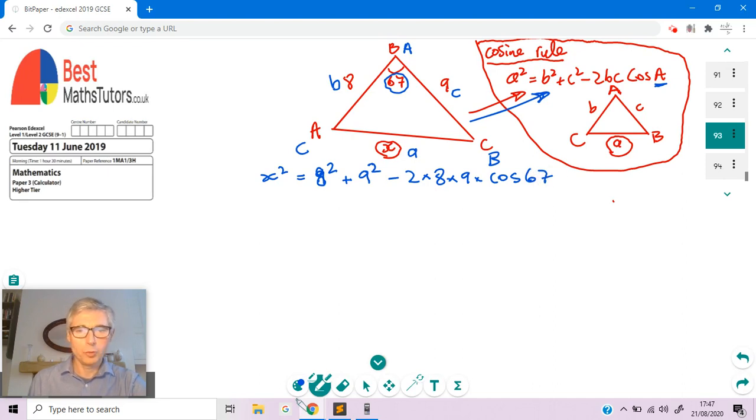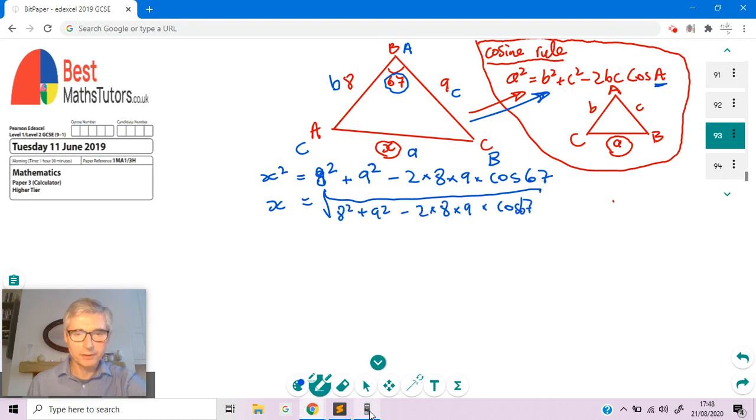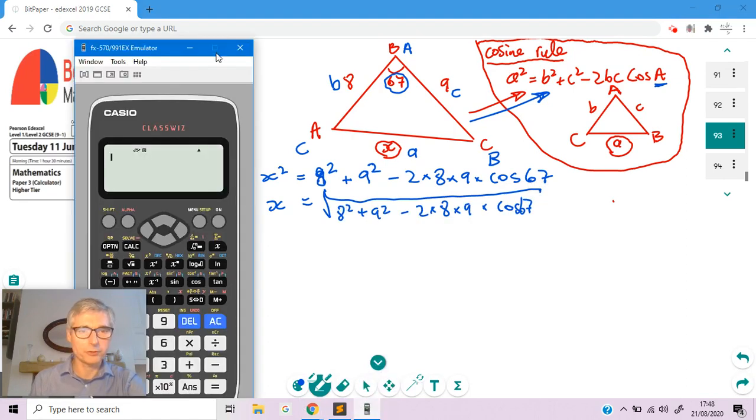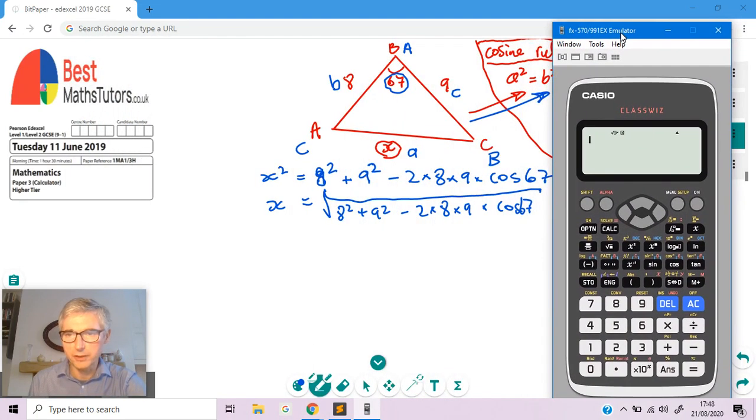If I want to find out what X is, just to make things easier and have to do less calculation, rather than working all this out separately, I could put it all in the calculator. Since we've got X squared there, to get rid of the square I have to square root. So X is equal to the square root of all of this. I'm just going to get my calculator up and put all of that into my calculator.